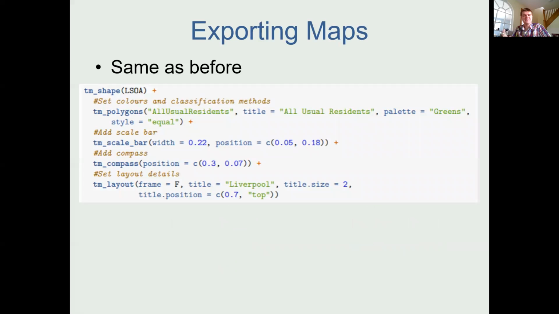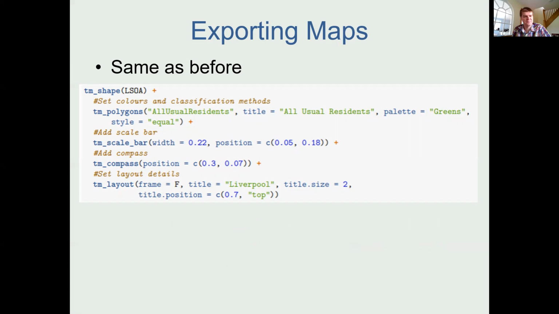So this is the code we've just been through, and this is how it looks in RStudio. And we can add some extra bits to this if we want to export the map. If we just run the code like this, it will plot the map in the plot window, so it will appear in that window and we can have a look at it.